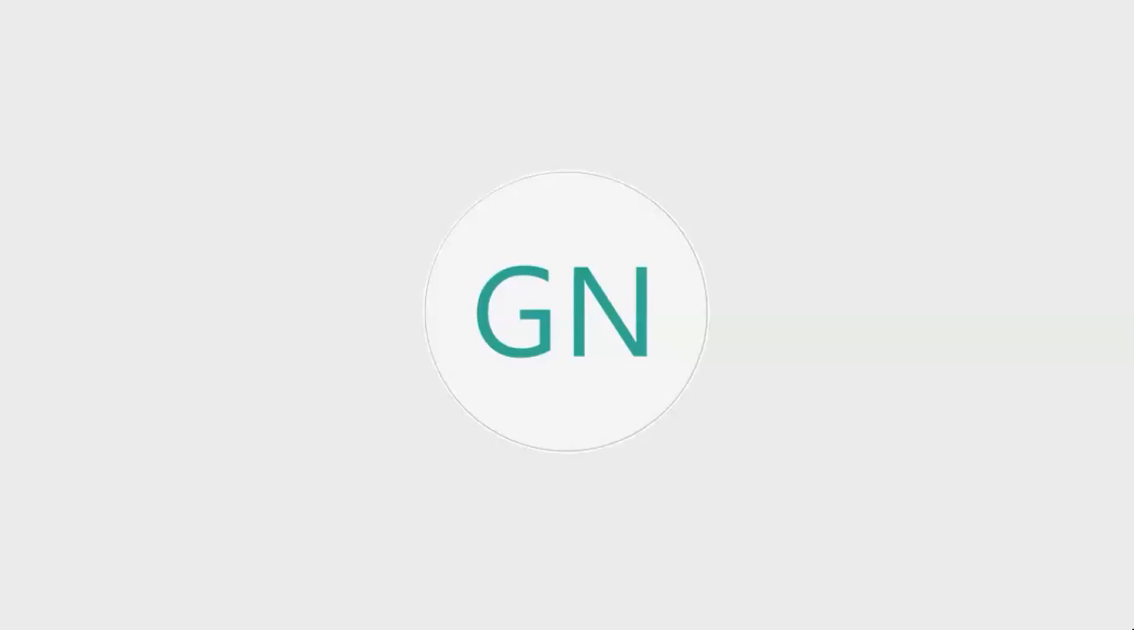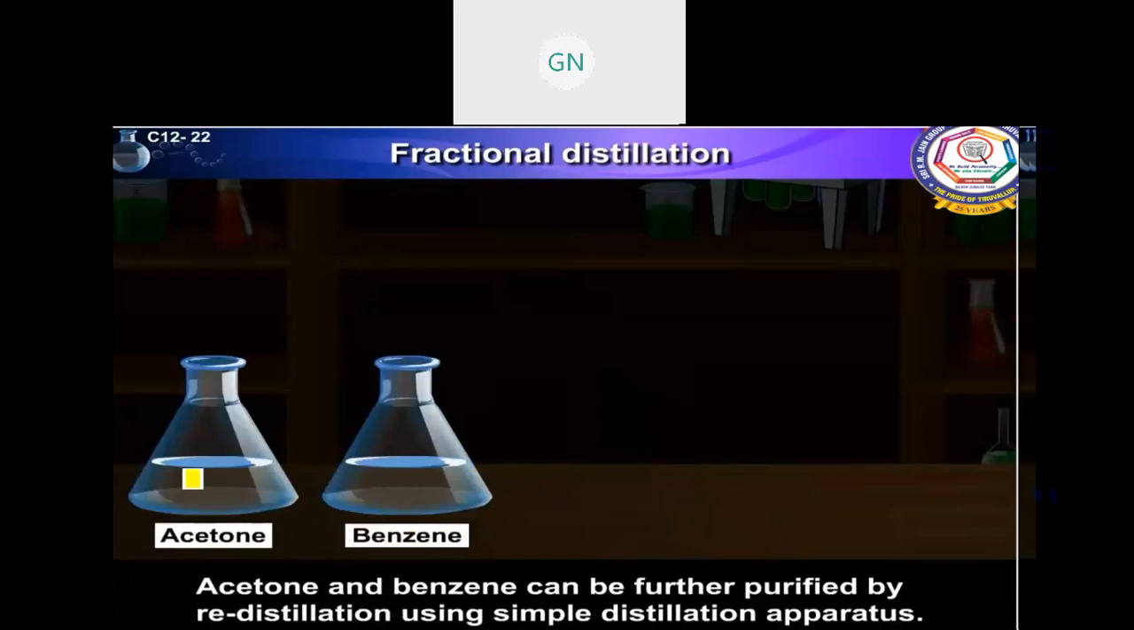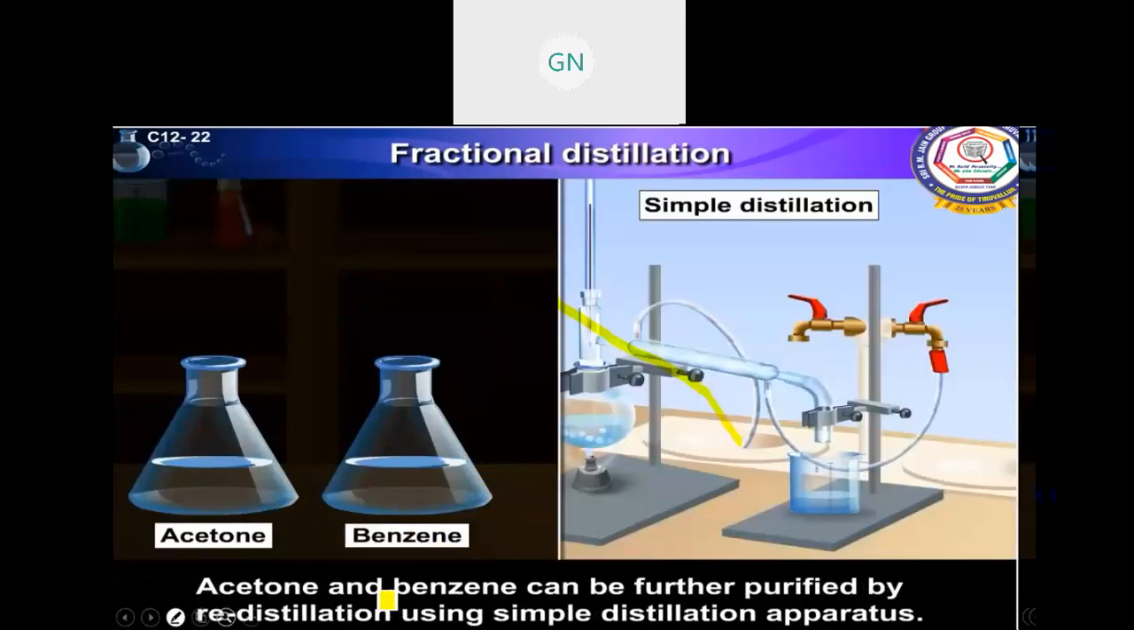After seeing the temperature, if it has increased, you have to remove and keep the other condenser so that you can observe the benzene: first fraction and second fraction. This is the receiver, and we have separated acetone as well as benzene using fractional distillation. Acetone and benzene can be further purified by redistillation using the simple distillation apparatus.